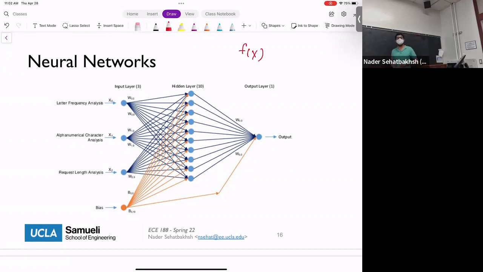So the idea is inspired by the actual neurons and the way that the actual neurons in your brain work. But in reality, it's just basically a very simple mathematical function. All it does is get some inputs from various different sources. And what it does is just multiply those inputs with some weights, and then just add them all together.